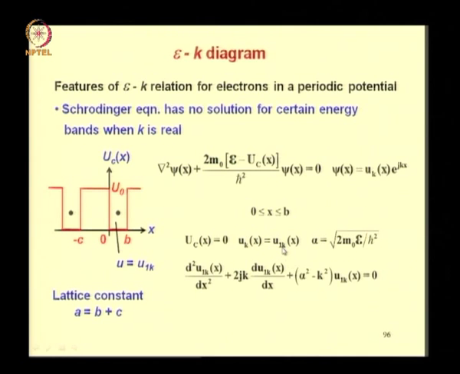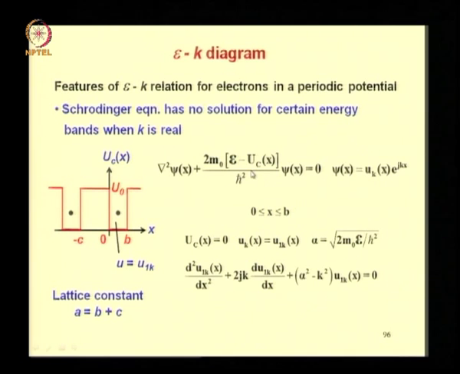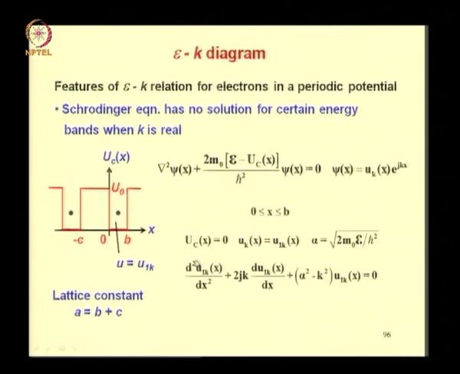The equation for u1 would be obtained by substituting this function, writing here u1(x) instead of u(x). Substitute this here, and this differential equation reduces to this particular differential equation, where we have used alpha to indicate this term, which is square root of 2 m naught energy by h cross square. So this term you obtain from this part of this equation. In a simplified form, this is the way the equation will turn up.